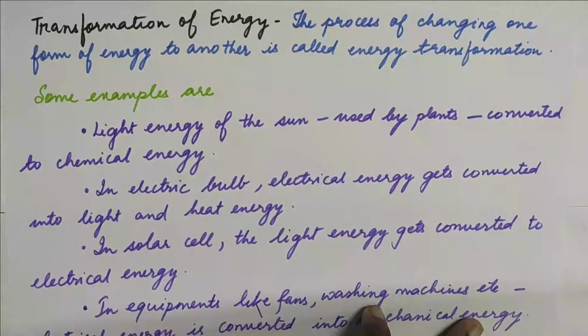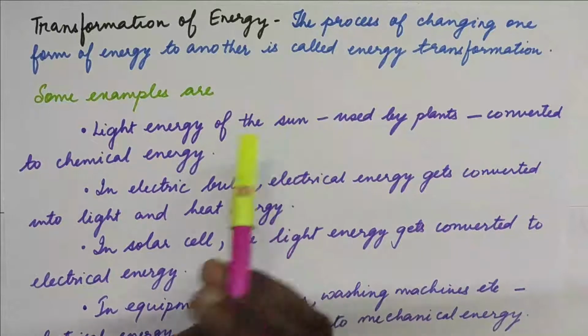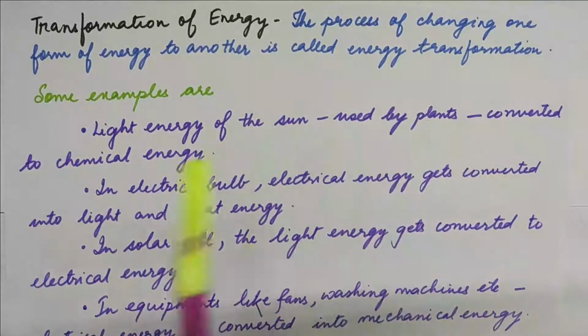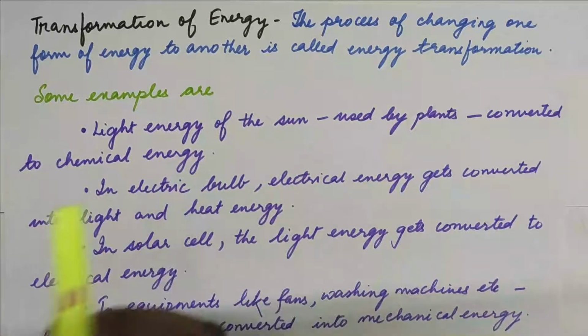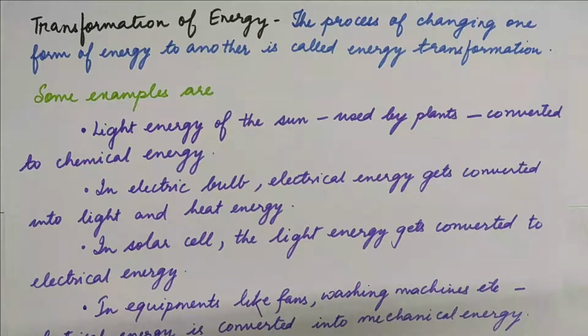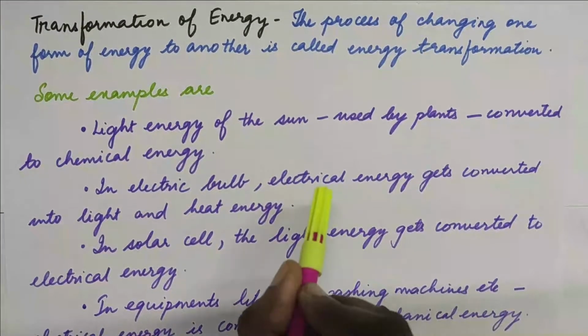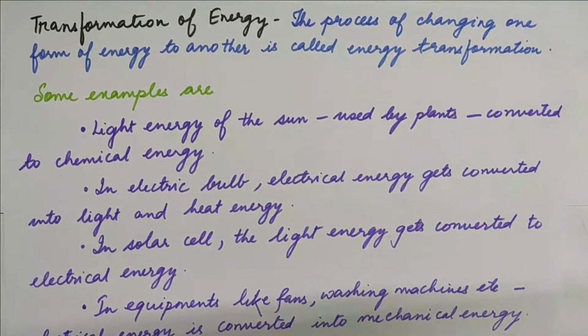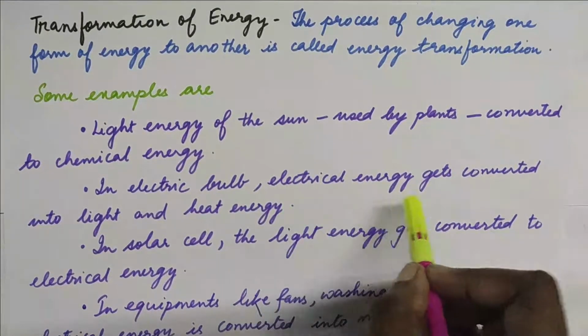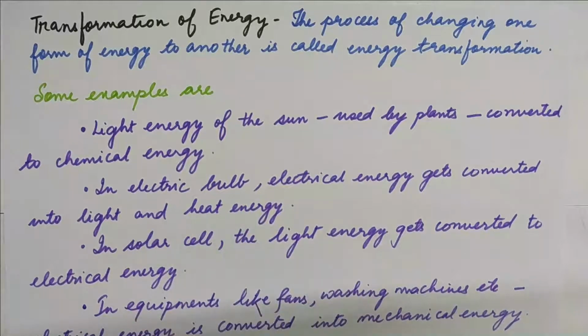Like, you have all seen the light energy, the solar energy, the sun's energy, which is used by the plants, and it is converted into chemicals in the body of the plants and stored as food, like glucose. Similarly, the electric bulb in your house is working with the help of electricity, right? The electrical energy gets converted into heat and light.